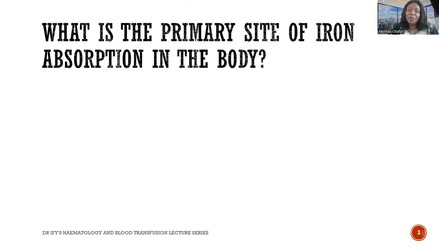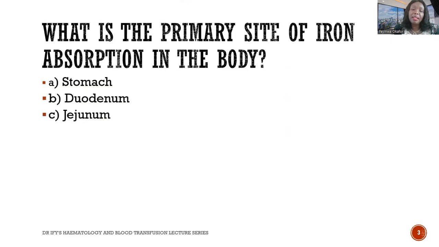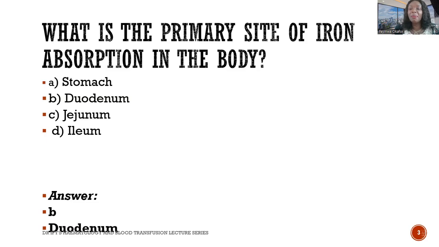The first question says, what is the primary site of iron absorption in the body? We have option A, stomach, B, duodenum, C, ileum. Answer B, duodenum. Iron is absorbed in the proximal duodenum part of the small intestine.